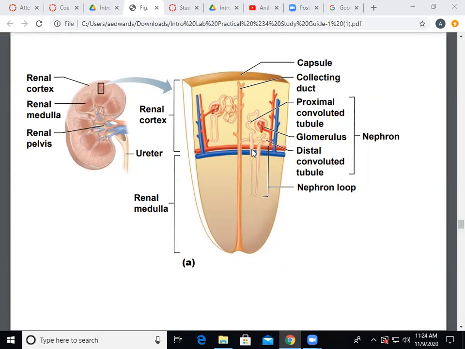Okay, that tubule is going to extend into the medulla. We call this the nephron loop. Okay, then it's going to go back into the cortex to another convoluted area where it's winding. We call it the distal convoluted tubule. Okay, and fluid will then filter into what we call the collecting duct. So this is a collecting duct. So this collects your fluid and your waste. Okay, gets it out as urine. All right.